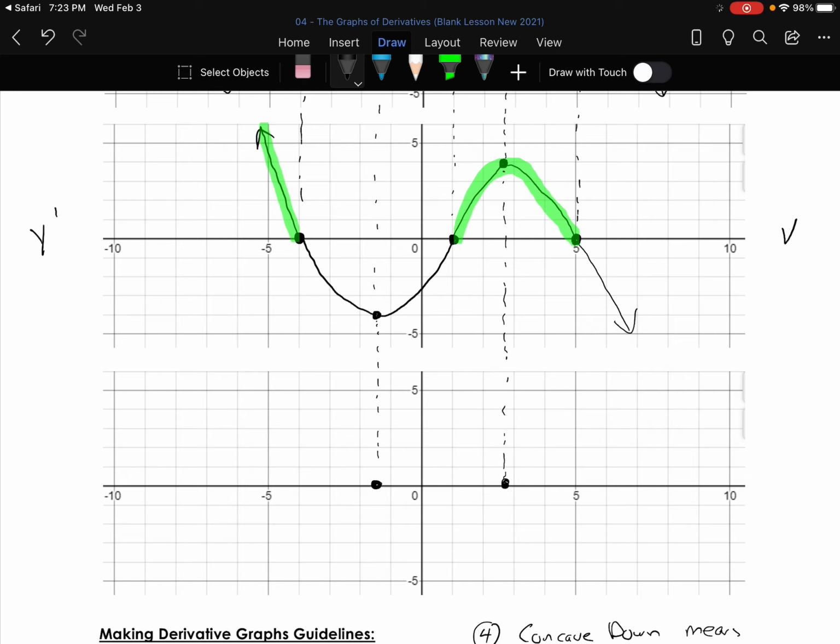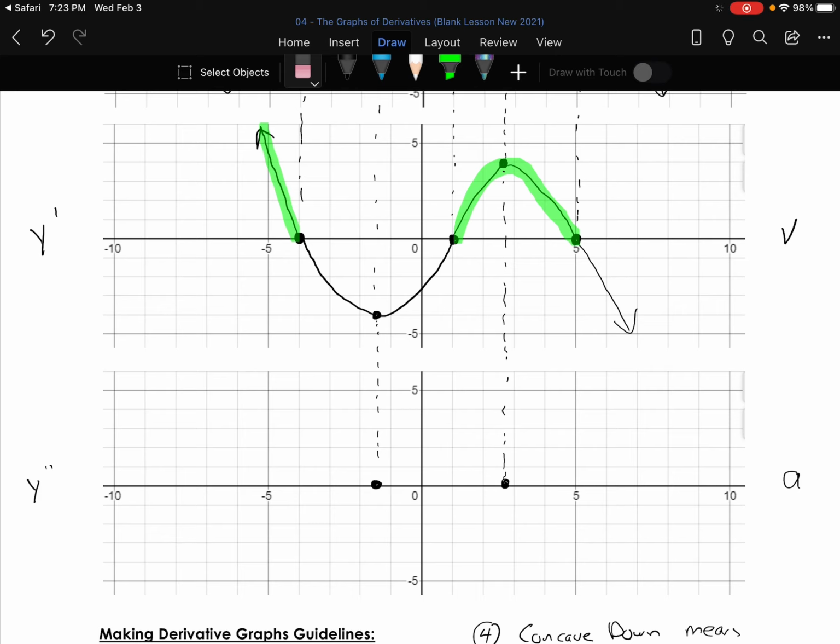Now, where this y prime function is decreasing, and I'm working on y double prime here, and for you physics people, I'm working on acceleration here, then we get negative values. So I need to be down in here somewhere. And then between the minimum and the maximum, I'd be some positive values up here and then some negative values out there. And I'm not going to leave those on there.